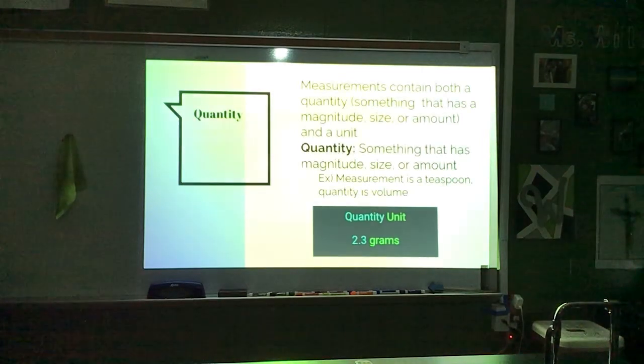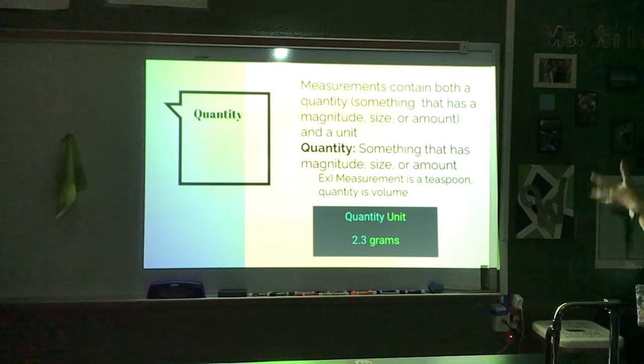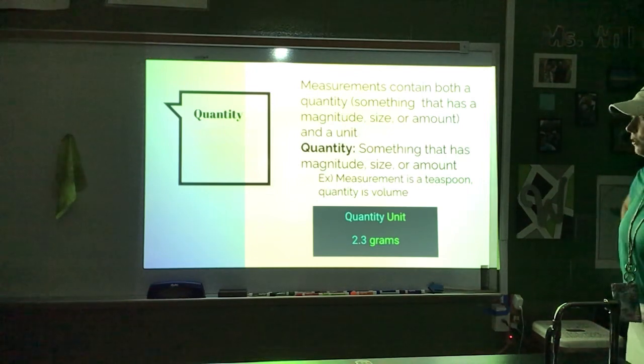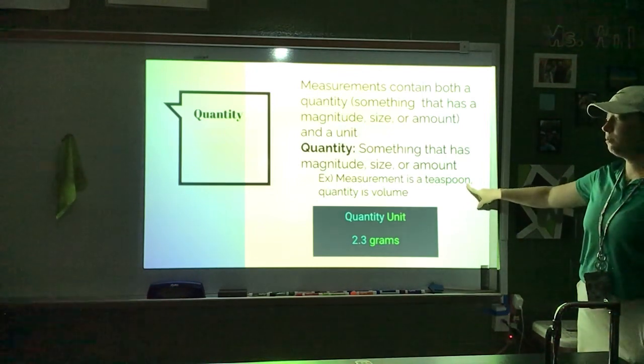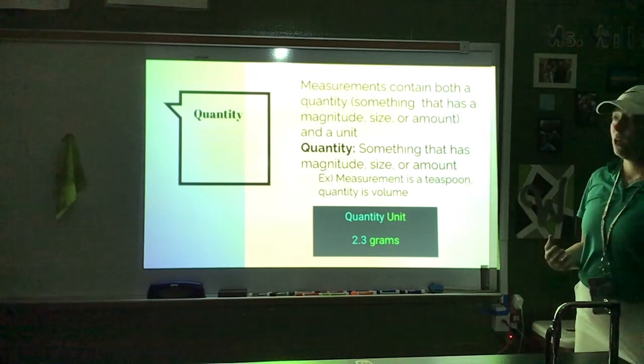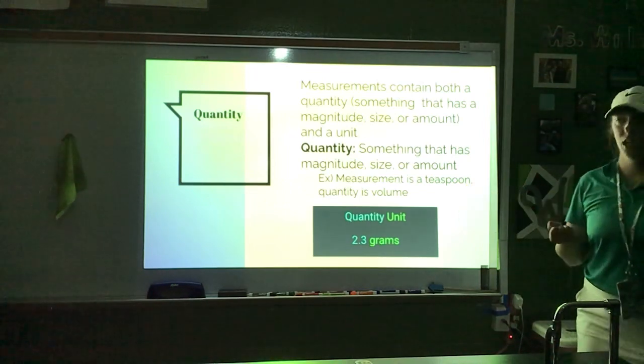So the first thing is you've got to know, what is a quantity? Measurements contain both the quantity, something that has magnitude, size, or amount, and a unit. So basically, we have to measure it and get some amount to it, and then we can throw on a unit to explain amount of what. For example, in a measurement in a teaspoon, the quantity is a volume, so how much space is being taken up.